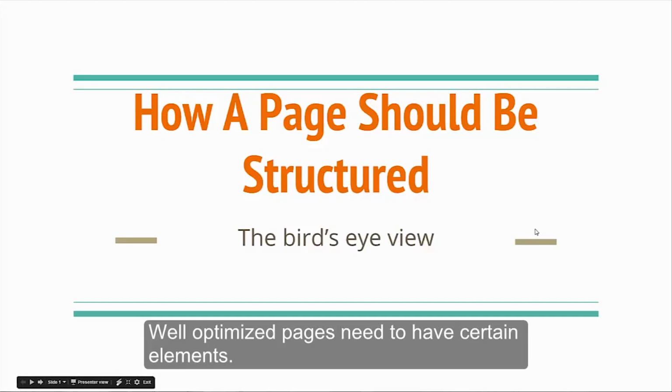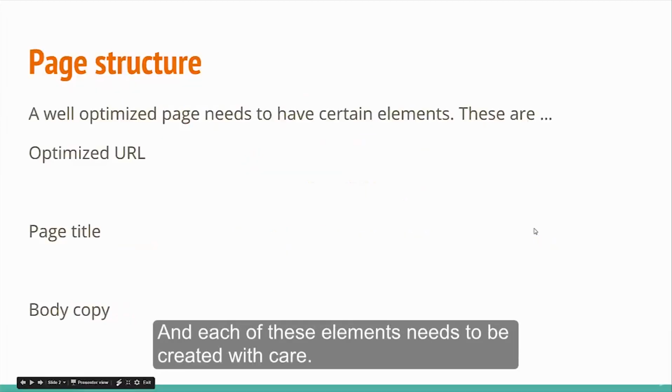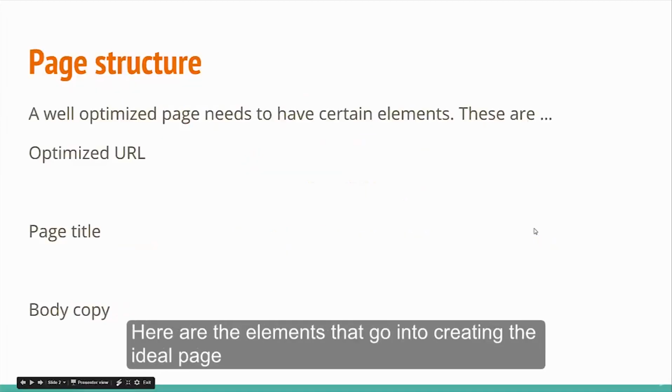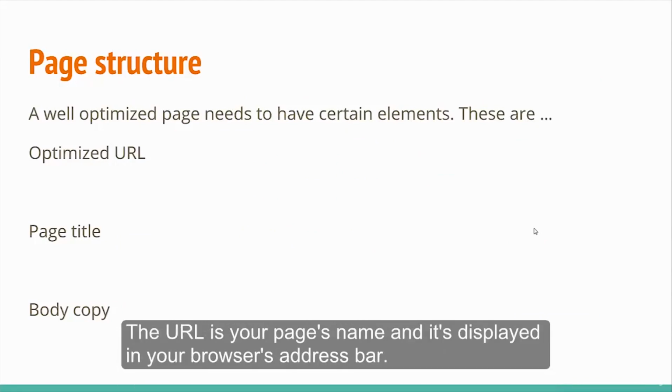Well-optimized pages need to have certain elements, and each of these elements needs to be created with care. Here are the elements that go into creating the ideal page. The URL needs to be optimized and the words need to be chosen with care. The URL is your page's name and it's displayed in your browser's address bar.